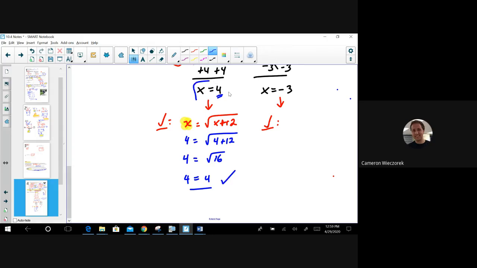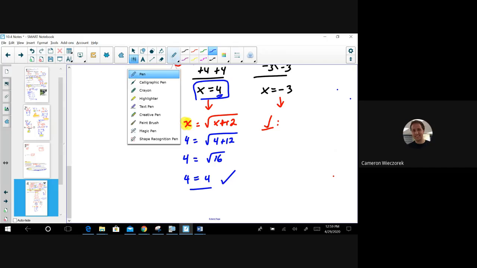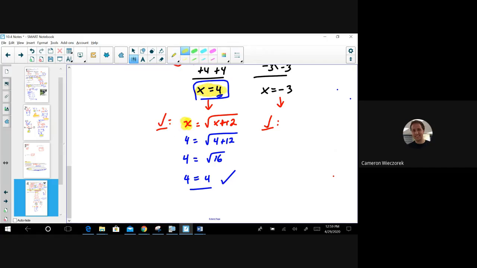That means I can circle this as an answer. This works. So I circle that one. I'm going to highlight it to make it clear that that is not extraneous. That is an actual answer to this problem.